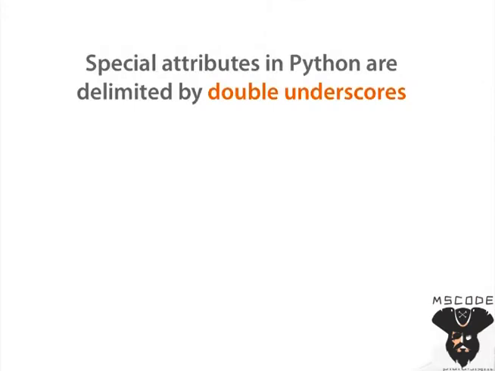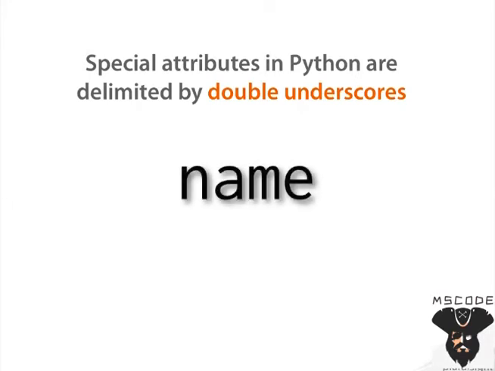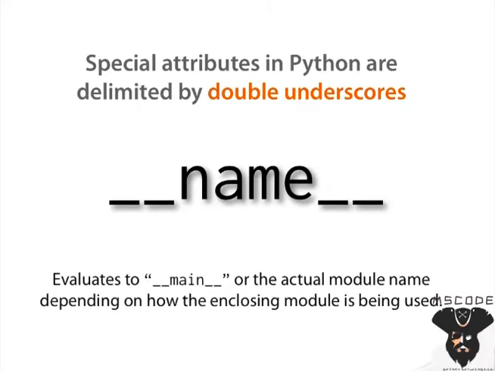The Python runtime system defines some special variables and attributes, the names of which are delimited by double underscores. One such variable is called __name__, and gives us the means for our module to detect whether it has been run as a script or imported into another module or the REPL.